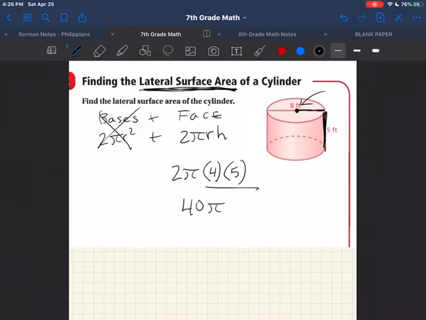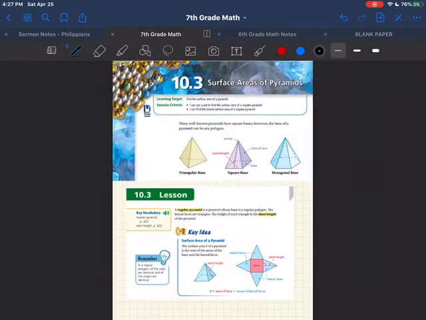So 40 times 3.14. I actually don't have my calculator, so I'll be right back. Sorry about that. I'm not going to start over for that. All right, so we have 40 times 3.14, and we get 125.6 feet squared. All right, and that's it, guys. So lateral and regular surface area, hopefully you're like, oh, this is easier, because I believe it definitely is compared to the last one.